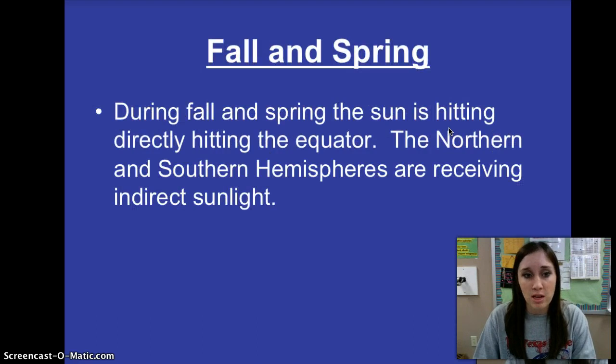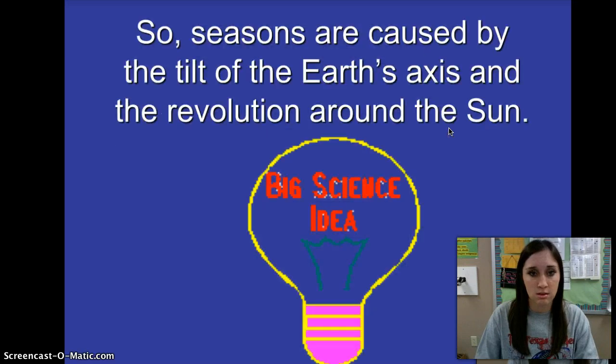During fall and spring, the sun is hitting right on the equator, so right in the middle of the earth. The northern and the southern hemispheres are going to be getting indirect sunlight. That's why the temperatures are kind of mild. They're in between. So the equator is going to be experiencing the hottest temperatures, and the northern and the southern hemisphere are going to be getting indirect sunlight.